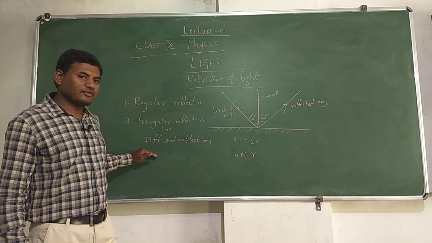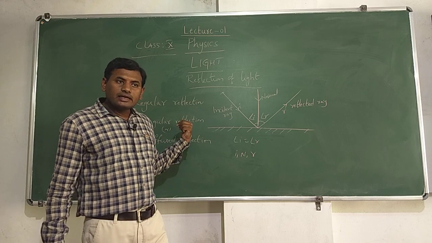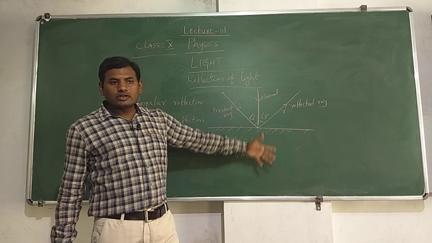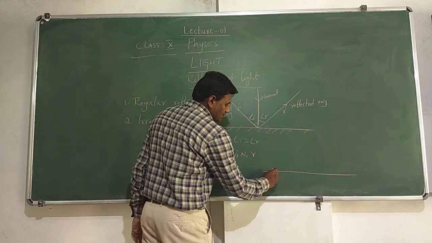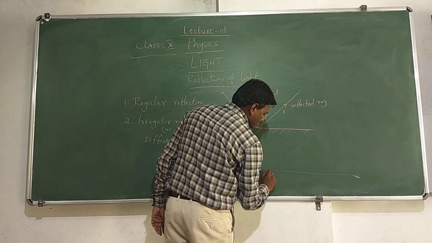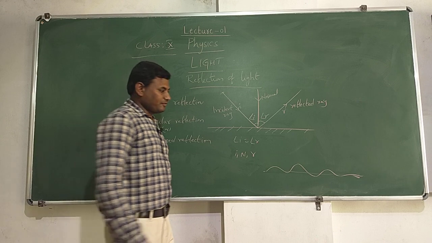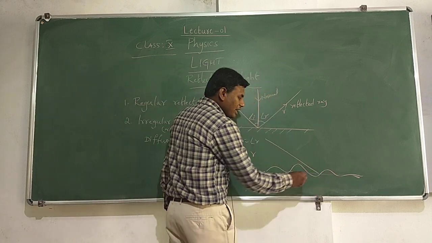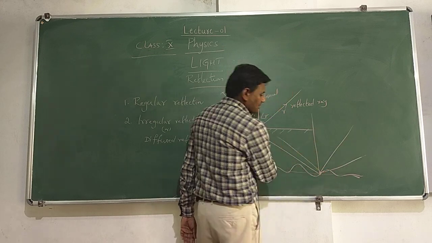Now, coming to irregular reflection. What is irregular reflection and where does it take place? Irregular reflection takes place if the reflecting surface is not smooth, or is an irregular surface. For example, consider this as a reflecting surface which is not smooth. Then when light falls on this, after reflection it might move in different directions.